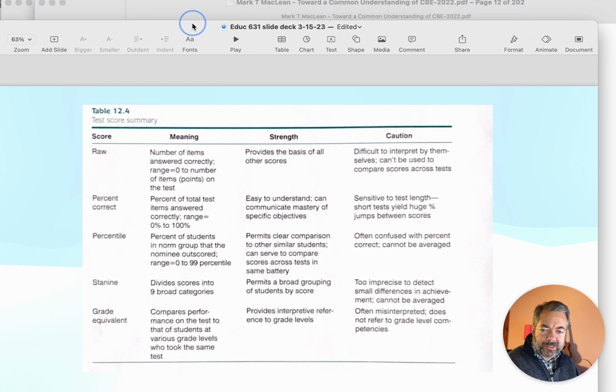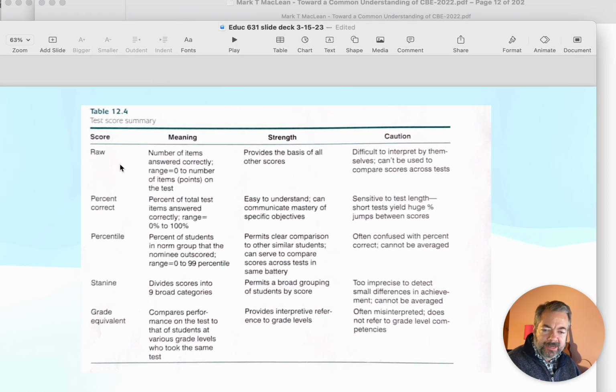Some other stuff you'll get from time to time, and these are sort of terms. I'm not going to go over every single word here. The raw score is just the number answered correctly. Percent correct, that's pretty obvious. Percentile is when you start getting into norming. We'll talk about normed tests and criterion reference tests. That was talked about, I think, in the last screencast, if not live. I can't even remember now.